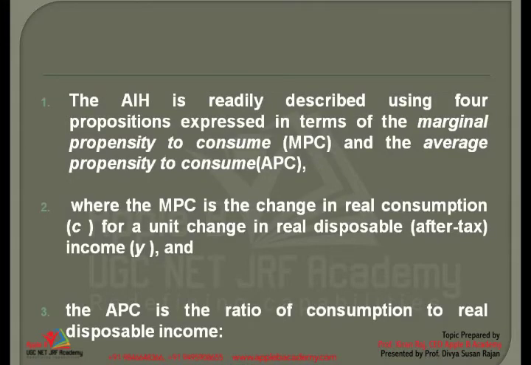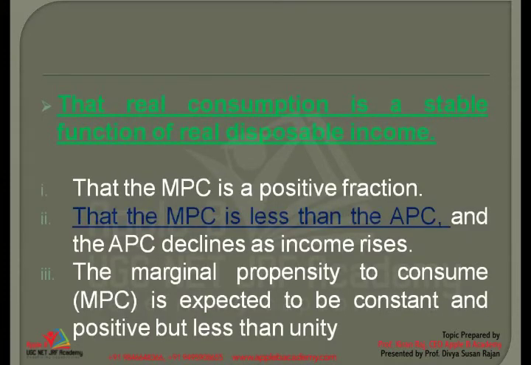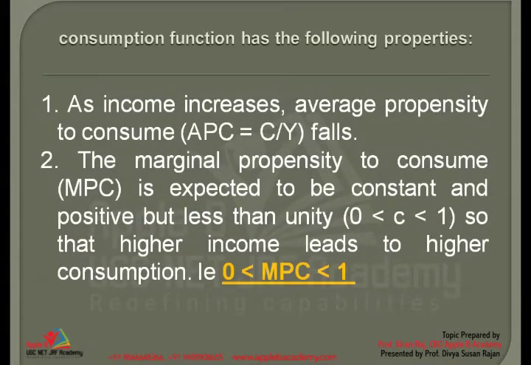Now these propositions that he insisted on with respect to the marginal propensity to consume and the average propensity to consume also insisted on the fact that the real consumption is a stable function of the real disposable income. Thus, this indicated that the MPC is a positive fraction, that the MPC will always be less than APC, that APC declines as income increases, and also that the marginal propensity to consume is expected to be a constant but positive and less than unity. That is to say, your MPC will lie between 0 and 1.